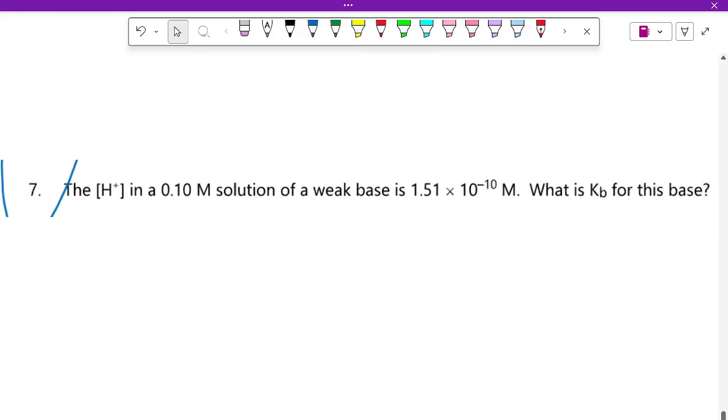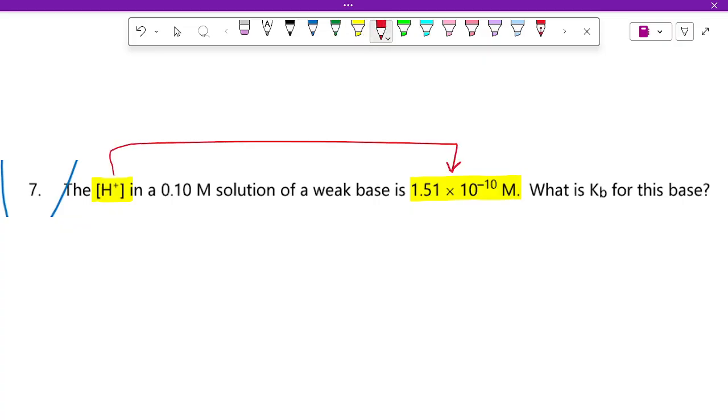Okay, so we're looking at number 7. The hydrogen ion concentration in that solution of a weak base is 1.51 times 10 to the minus 10 molar. And we want to know what is Kb for this base. Now, we don't have a formula for this base, so let's just let B be the formula.